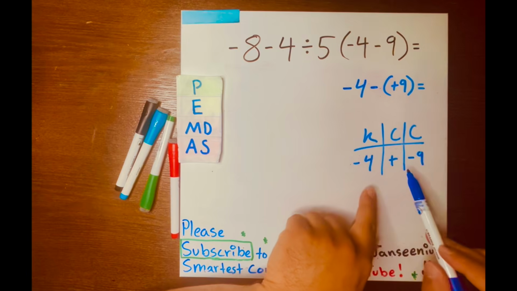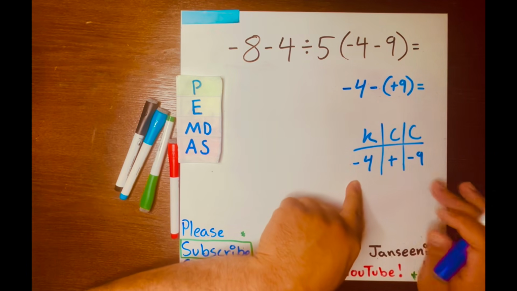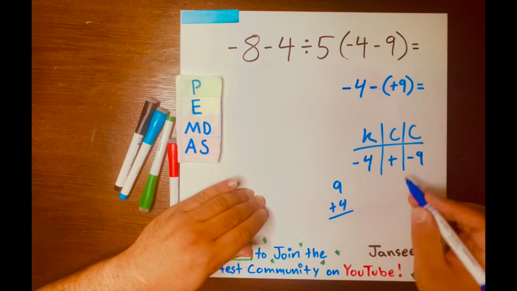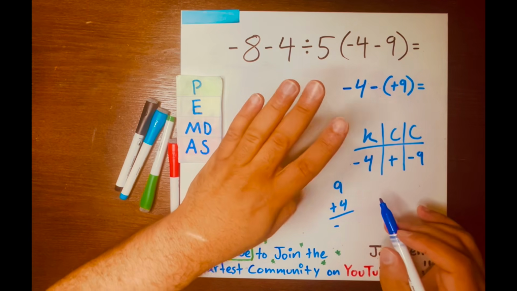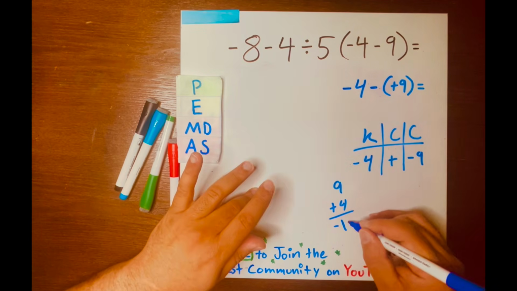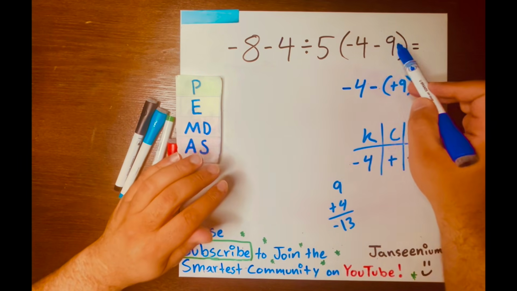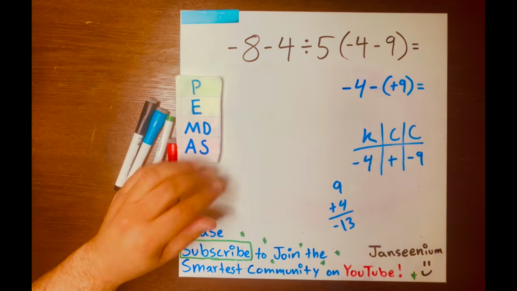Next, we apply the addition rule, which states anytime you're adding two numbers with the same sign, you add them both and keep the same sign. So it's -9 plus 4, 9, 10, 11, 12, 13. -13. So -4 minus 9 is -13.